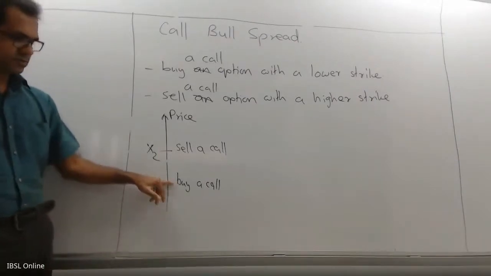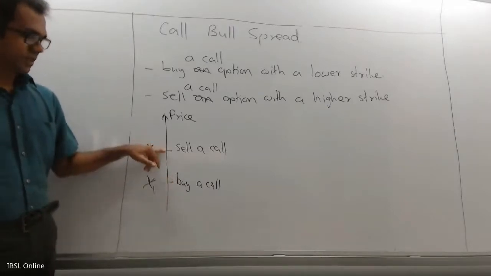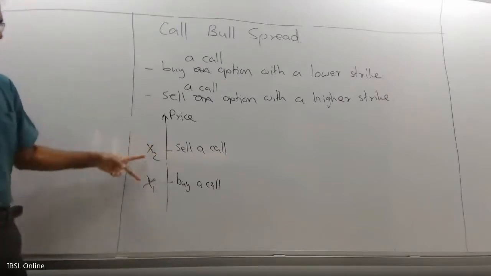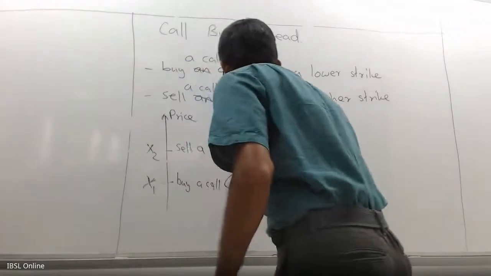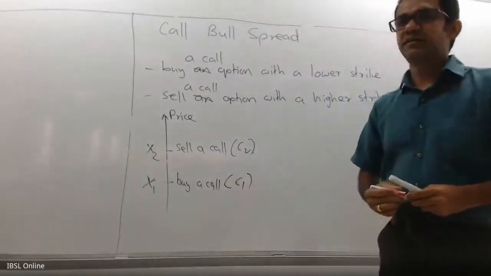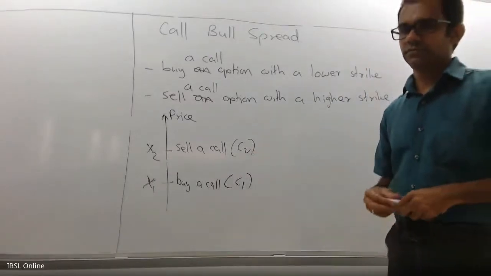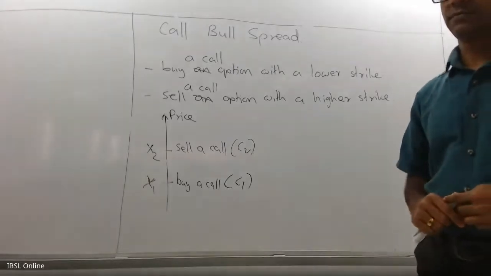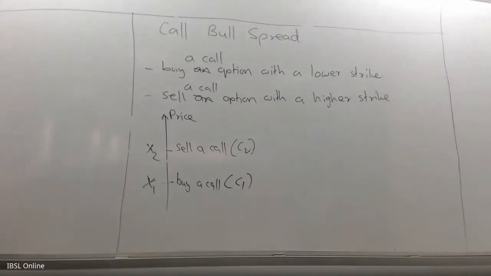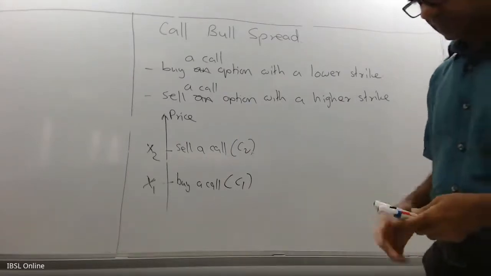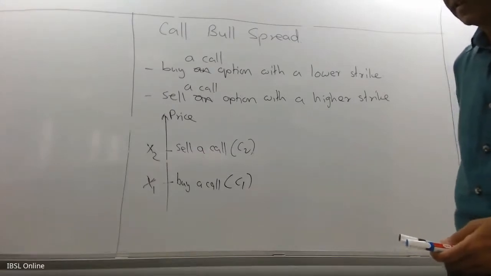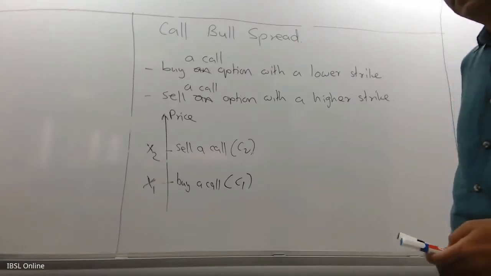To buy a call, you have to pay a premium. When you sell a call, you receive a premium. If I put the premiums as C1 and C2, which premium is high? C1 or C2? These are call options. Which premium is high? That is something that we discussed. What are the factors affecting the premium or the value of call options?